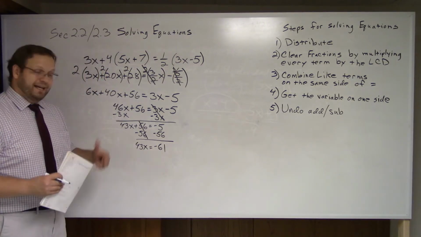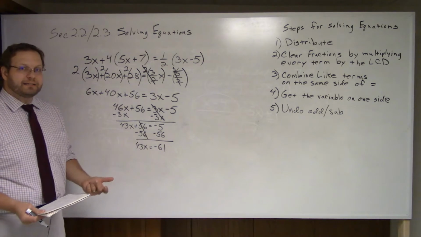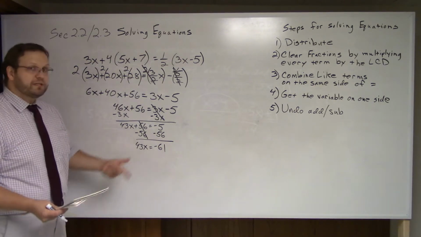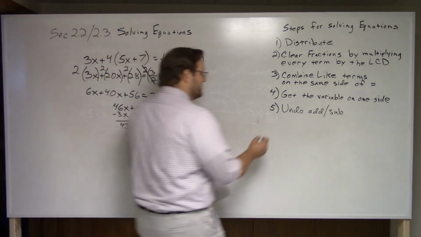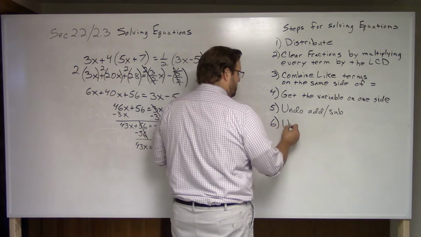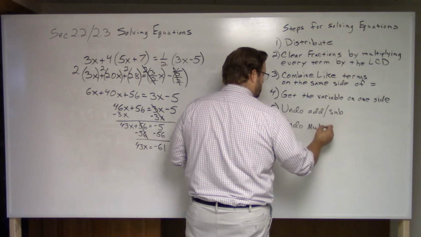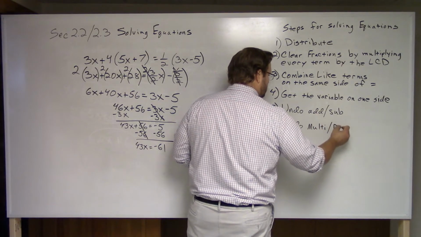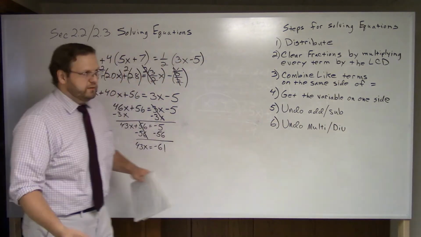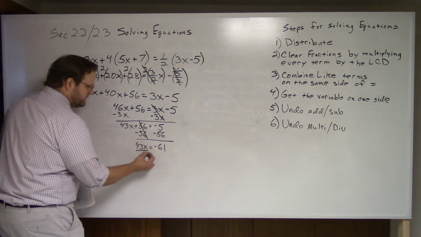Okay? And then the last thing, I need to get the variable by itself, so I'm going to take this 43 times x and I'm going to undo that. So the last step is undo multiplication and division. Okay? Or division. So what we do is divide by that 43.